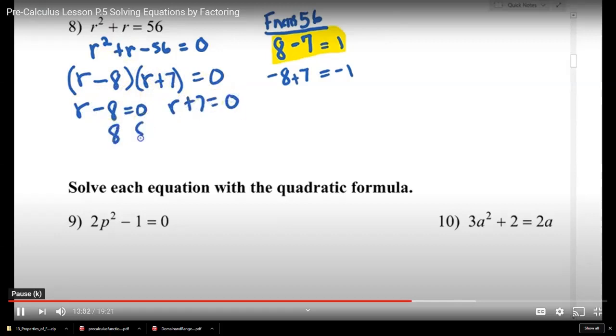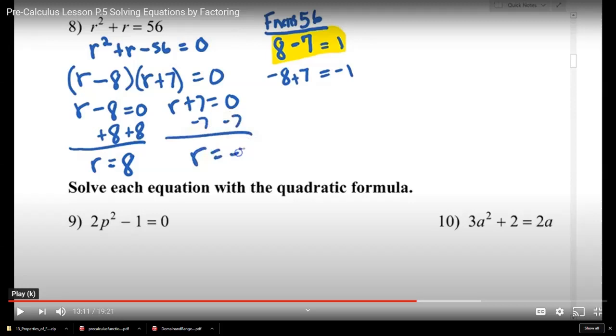We're going to add 8 to both sides. So our first answer is r equals 8. And our second answer is r equals... Okay, there's a mistake. Write down what the mistake is, in your own words, on the group chat. Write down what the mistake is in these steps.